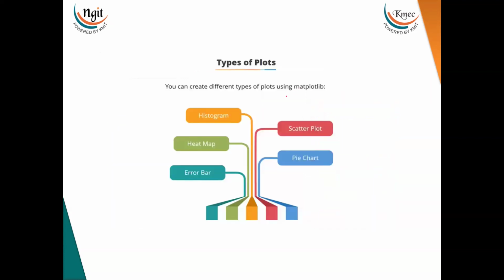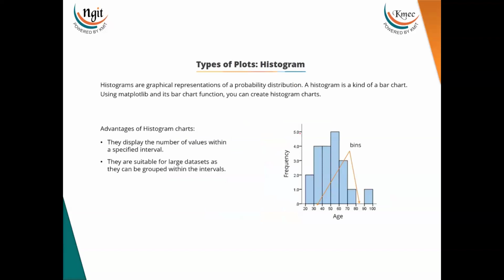So what are the different types of plots we can develop using this Matplotlib? One is histogram. Already in the very first class we have seen scatter plot, pie chart, heat map, and error bar. These are the different types of plots we can develop using Matplotlib. Histograms are representations of a probability distribution, and it is a kind of bar chart. Using Matplotlib and its bar chart function, we can create these histogram charts.